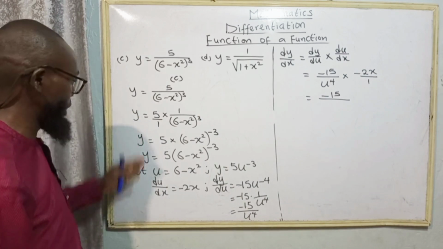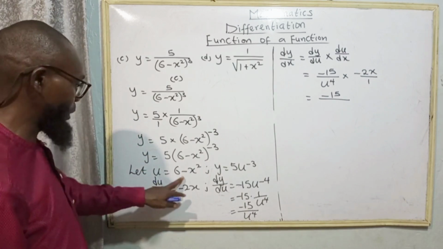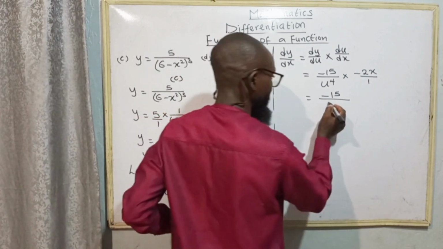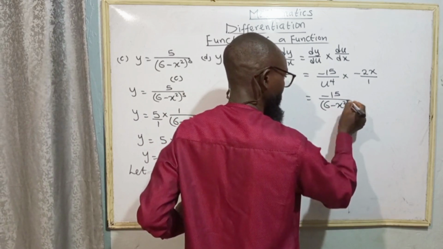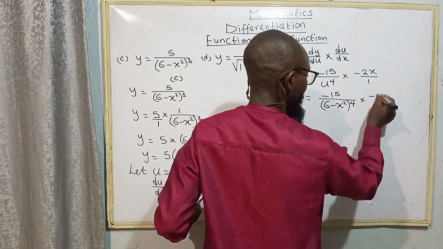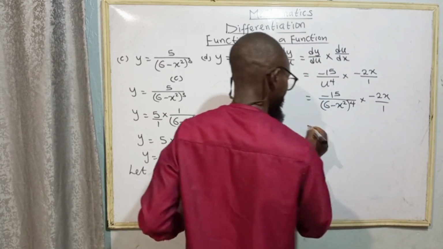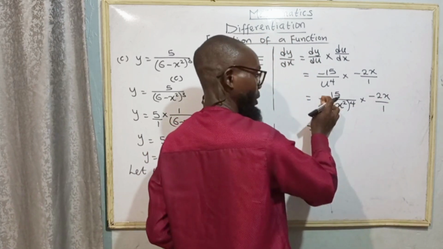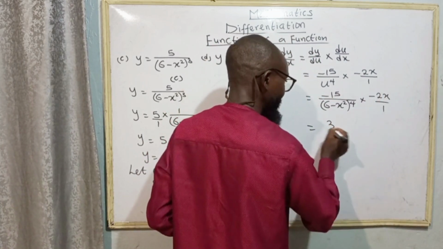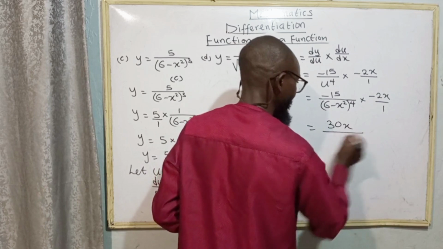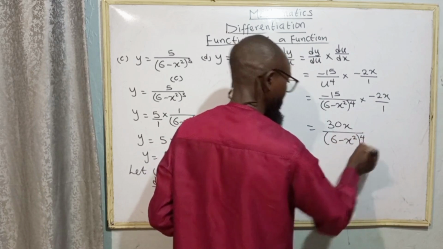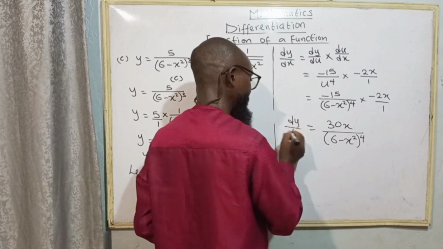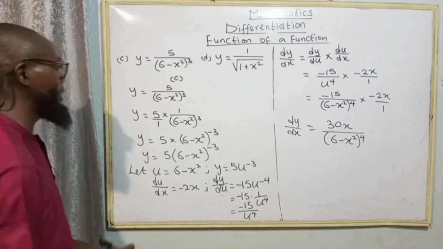That is minus 15 divided by my u. The value of u here is 6 minus x squared, then raised to power 4. This is multiplied by minus 2x over 1. Minus times minus gives plus. 15 times 2 is 30x, divided by (6 minus x squared) raised to power 4. So this is our dy/dx of that question C.